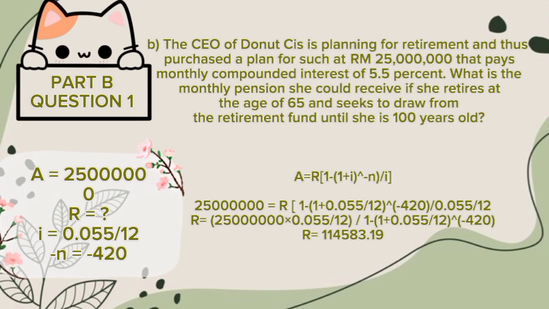To solve this question, we have to use the present value formula. First, we start the calculation with 25 million on one side of the equation, and on the other side, we have R times 1 minus open bracket 1 plus 0.055 over 12 close bracket to the power of negative 420 divided by 0.055 over 12, to a total of 114,583 ringgit and 19 cents.